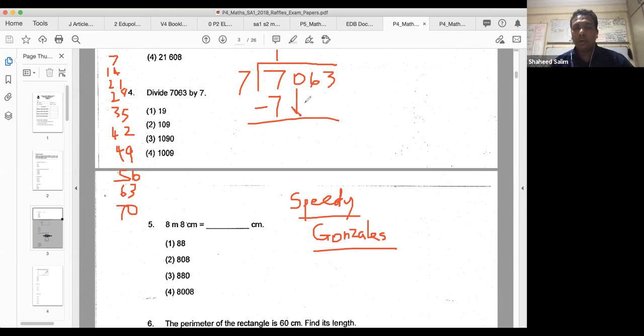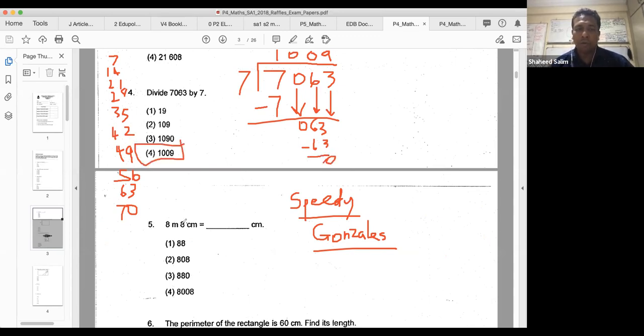Then you bring down the 0. 0 cannot divide by 7, right? So put a 0 here. Bring down the next one. You bring down a 6 also. 6 cannot divide by 7. You put another 0. Every time the number from the top cannot divide, you must put a 0. Then bring down your friend beside it. Okay, 63. As you can see, 1, 2, 3, 4, 5, 6, 7, 8, 9 times 7 is 63. 9 times 7 is 63, and that is your answer, 1009, for question number 4.